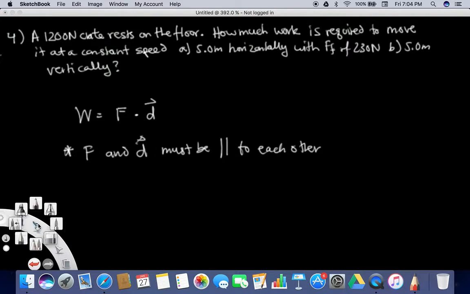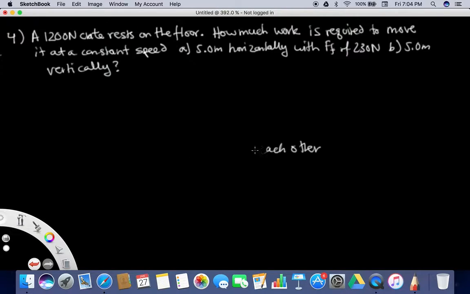So we have a problem here, and it tells us that there is a crate, and it weighs 1,200 newtons, and it rests on the floor. It asks us how much work is required to move it at a constant speed.